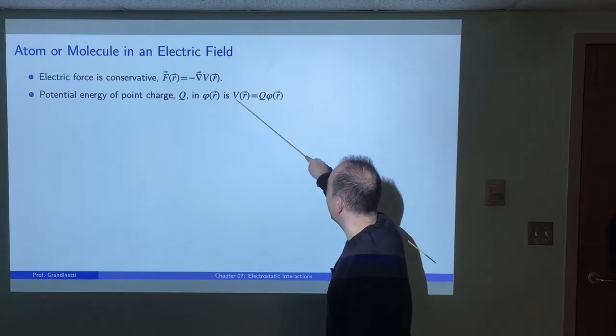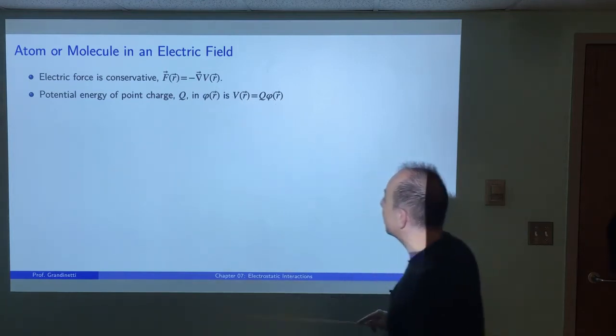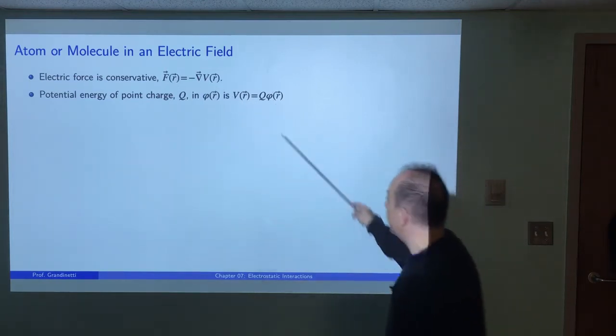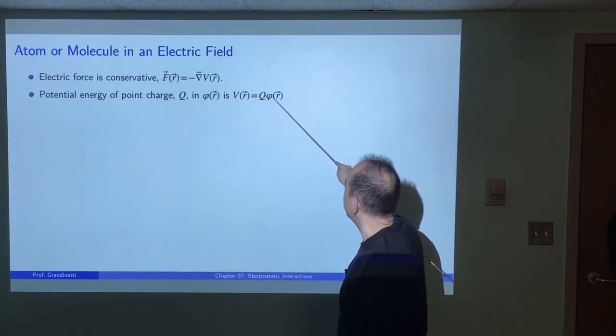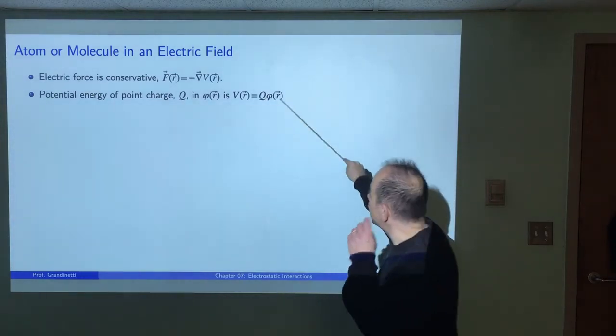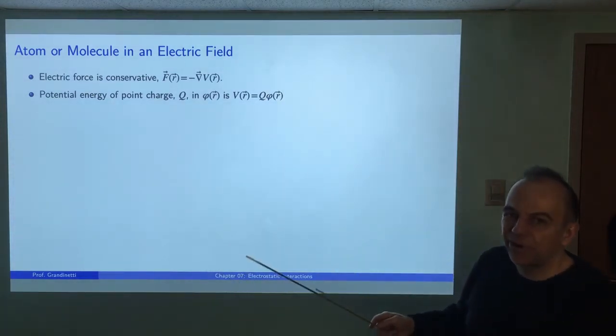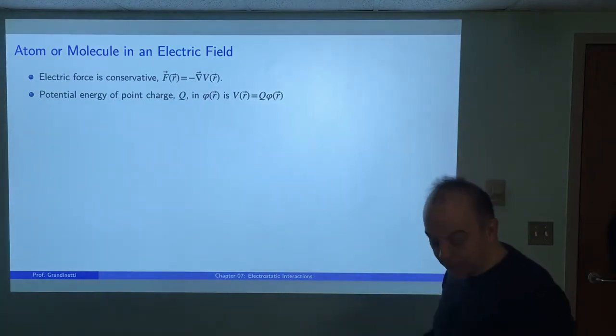So this is a potential energy, this is the electrostatic scalar potential, and they're related to each other. If you want to know the potential energy for a charge in a scalar potential field, it's just that charge times this. You can think of this as the potential energy per unit charge, in a sense.